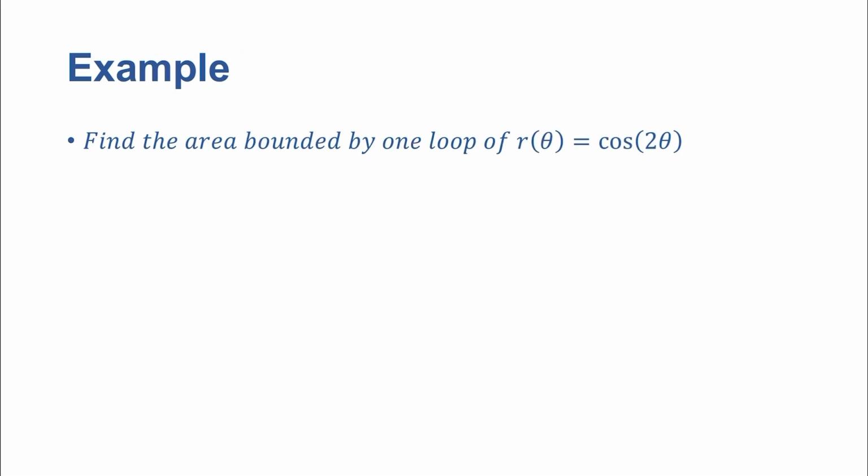I want us to find the area bounded by one loop of r of theta equals cosine of 2 theta. Okay, so it's going to be helpful to draw this out. If we remember what this looks like, this is going to be a rose. We have the 2 theta, so this means that we have an even number in the argument. That means that we're going to have 4 loops. And because it's cosine, these loops are going to be either parallel or perpendicular to our axis.